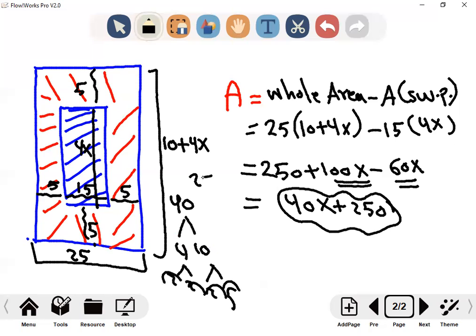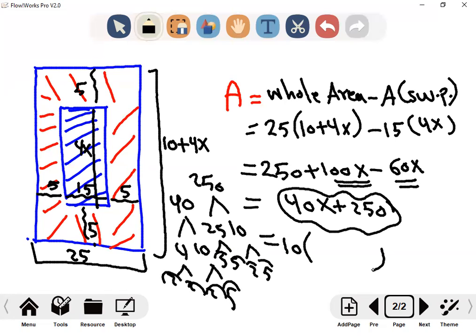And the 250, it is 25 by what? 25 is 5 by 5, with 10, 2 by 5, right? So here we have 5 and 2 common. So the GCF is what? 10. Take the GCF, don't forget that. 10 and divide. 40x divided by 10 is 4x, plus 250 divided by 10. This is the GCF and the factored form.